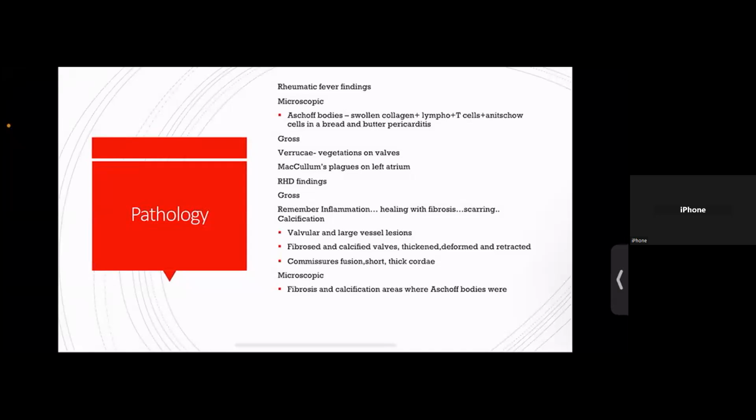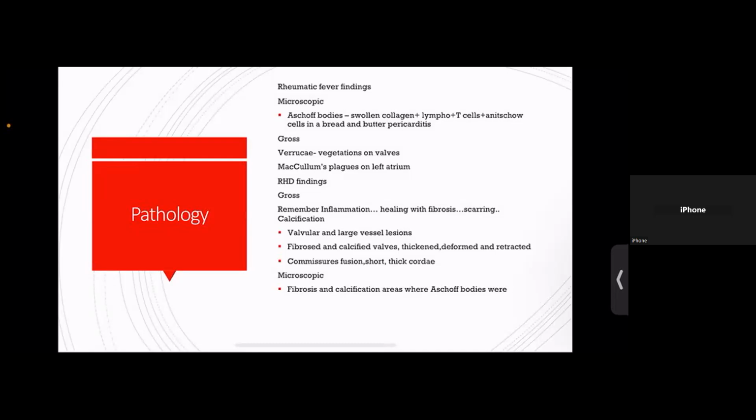All right. So now we continue to gross. Microscopically, we've said we are going to see Aschoff bodies. And then you can see bread and butter appearance in pericarditis, maybe a gross picture. And then grossly, we're going to have vegetations in the heart valves. And that is what we refer to as verrucae. And these vegetations are the vegetations of the bacteria. Remember, in the early stages, the body has mounted an immune response, but it has not cleared the bacteria. So the bacteria in the heart valves is going to multiply and form vegetations. And that is what we are referring to as verrucae. And you can see that grossly.